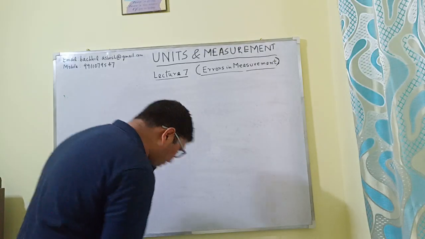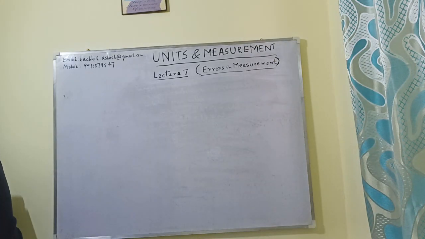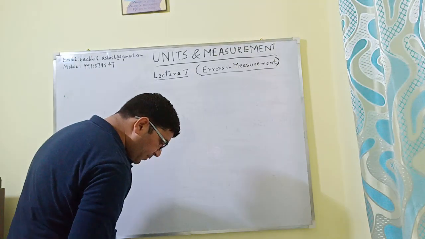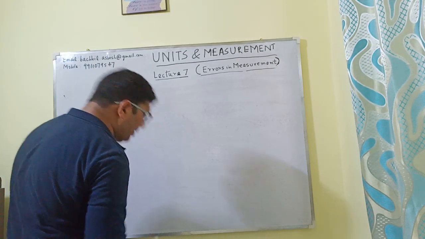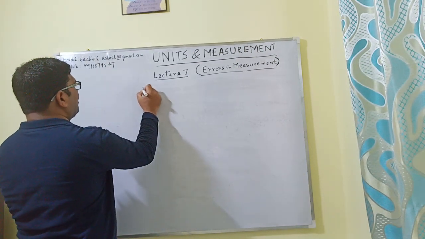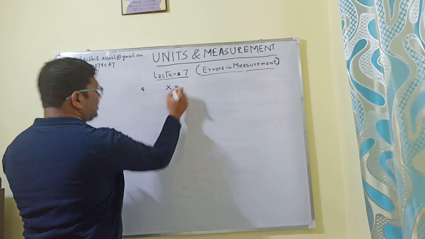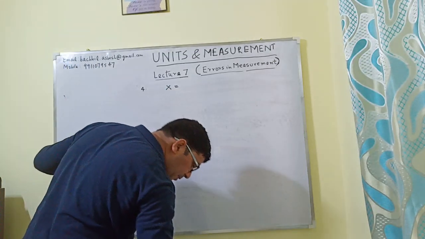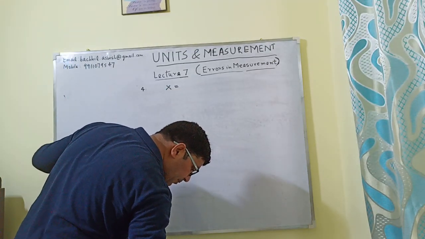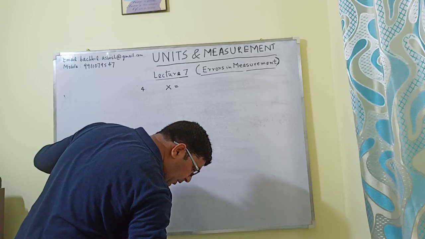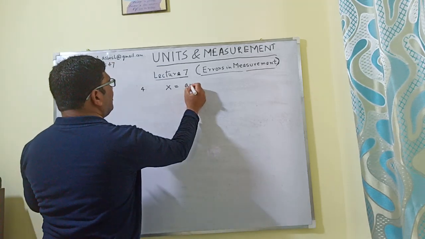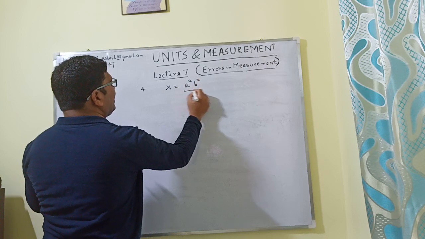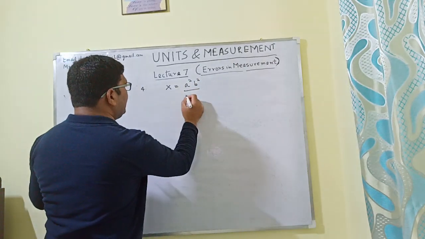Now we will also try to do one more question here. The question is, a physical quantity X, this is question number 4, which is given by a square b square divided by c under root d.